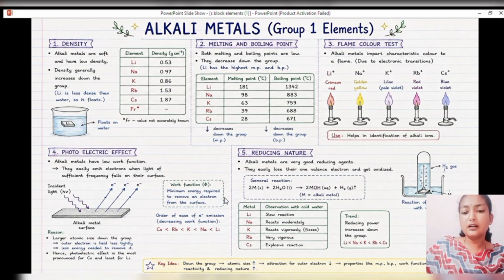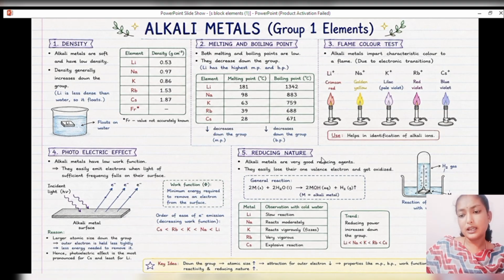Then in the order of the photoelectric effect, lithium is the least, then sodium, potassium, rubidium and cesium. That means as you go from top to bottom, the ionization tendency decreases and the photoelectric effect increases. Then for reducing nature, alkali metals are very good reducing agents.